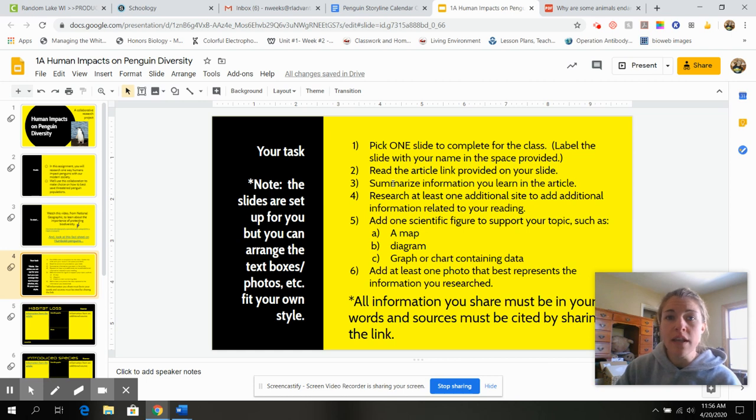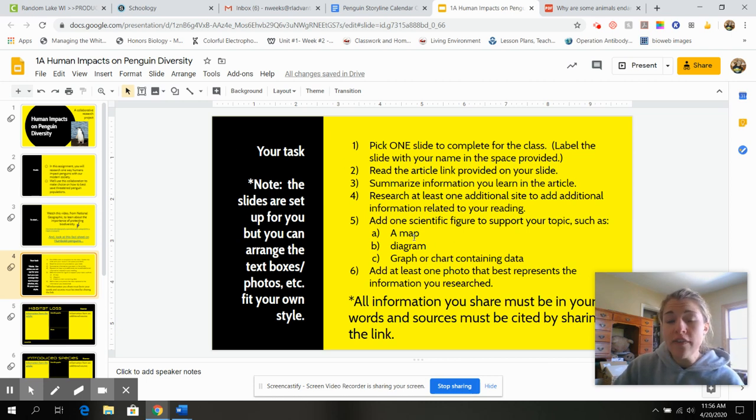Read the article at the link. That's the page more in depth about that topic. You already kind of skimmed the article, so now you're going to read that one page in depth and then go on one additional website. So if you're looking at pollution with Humboldt penguins, look at where they're from, and look at different pollution specifically in that area. You're going to have to do a little bit of your own research.